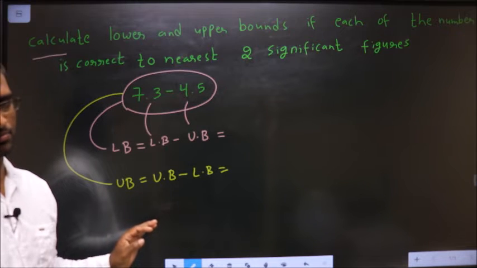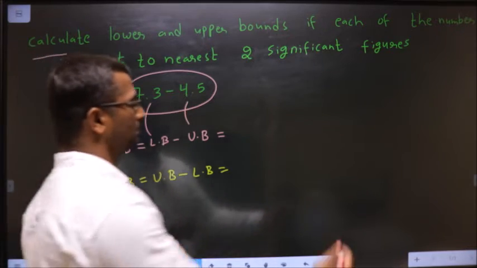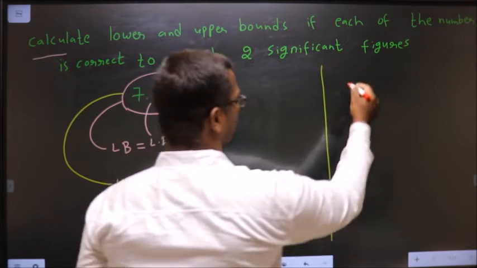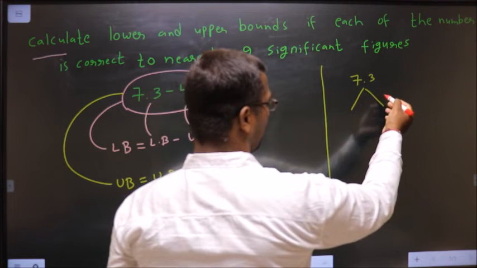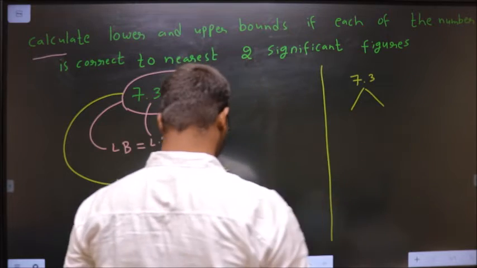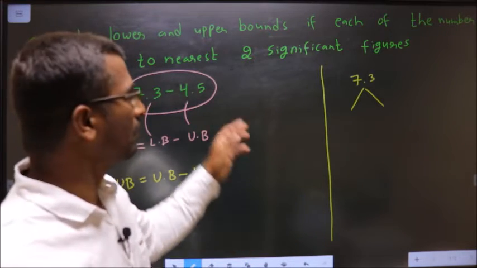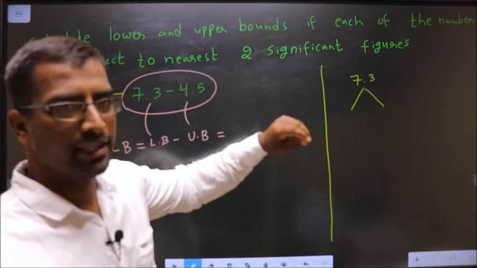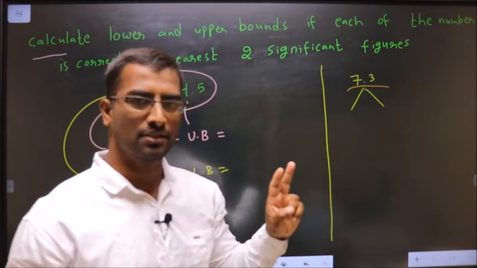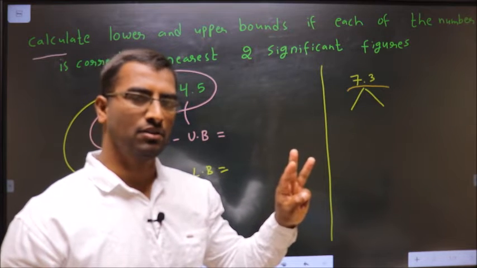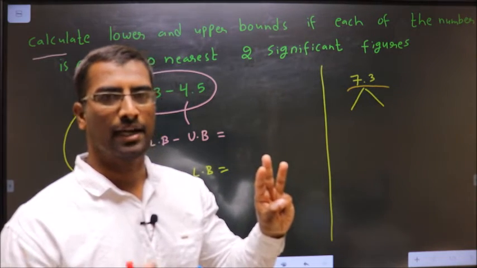Clear with this? Now let us find the lower and upper bound for each of the numbers, starting with 7.3. What should I subtract and add to get the lower and upper bound? How do I decide that? Based on this: it is correct to the nearest two significant figures. Now it has two significant figures, that means earlier there were three significant figures. So now you should make it into three significant figures. And how do you do that?